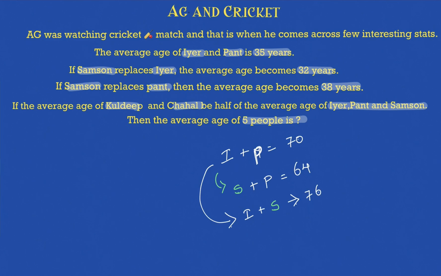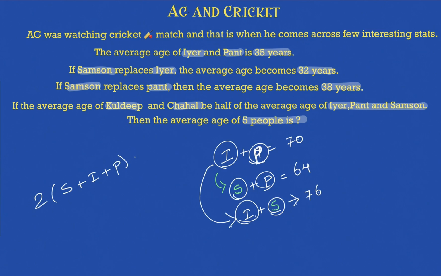Even before I go to the next part, let's see if I add all of it, because I can see 2S here, 2P here and 2I here. If I add this entire thing, what will I get? 2 into S plus I plus P is equal to what? 76, 80 plus... 80 plus 60, which is 140, plus 70, which will be nothing but 210, correct? That's what I get. So S plus I plus P is equal to 105.